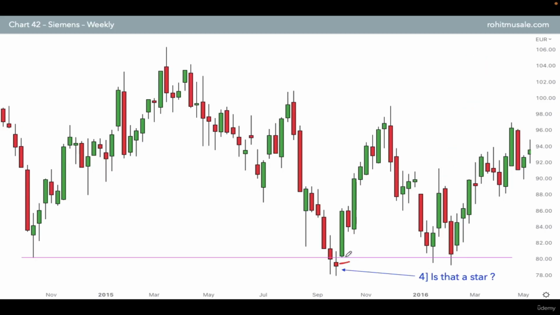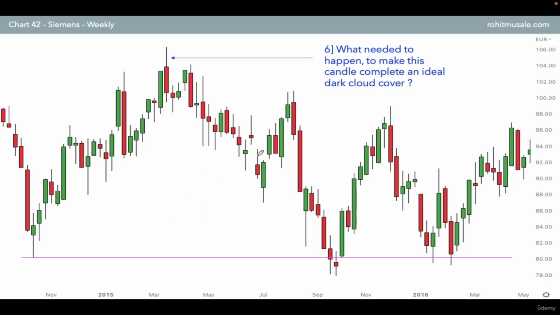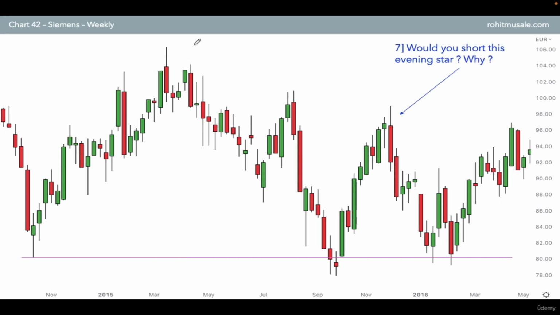So this candle. Number 5. Is that a star? So this candle. Number 6. What needed to happen to make this candle complete an ideal dark cloud cover? So this one. And number 7. Would you short this evening star and why? So this evening star.